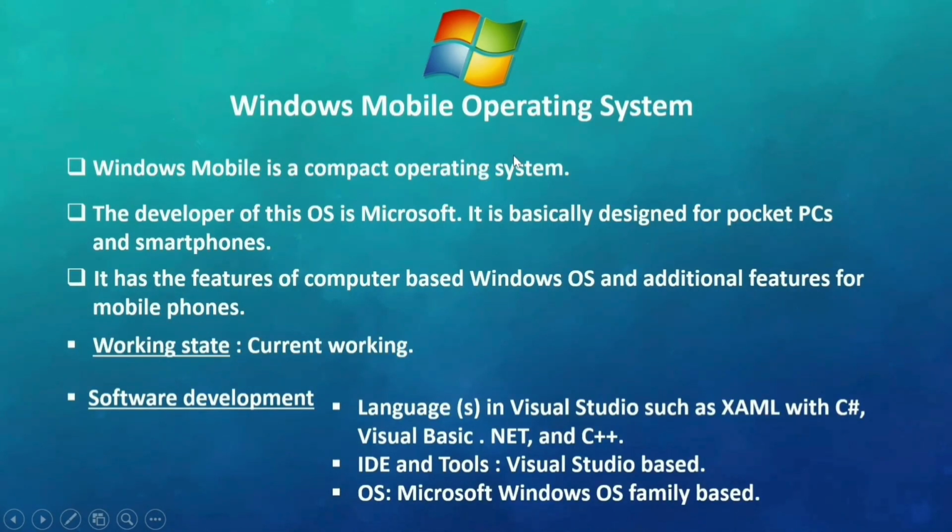Then Windows Mobile Operating System. Windows Mobile Operating System is a compact operating system. The developer of the OS is Microsoft. It is basically designed for Pocket PC and smartphones. It has features of the computer-based Windows OS and additional features for mobile phones. Its working state is currently working. Software development languages used are XAML with C#, Visual Basic, .NET, and C++. The IDE and tools are Visual Studio based. The OS is Microsoft Windows OS family based.